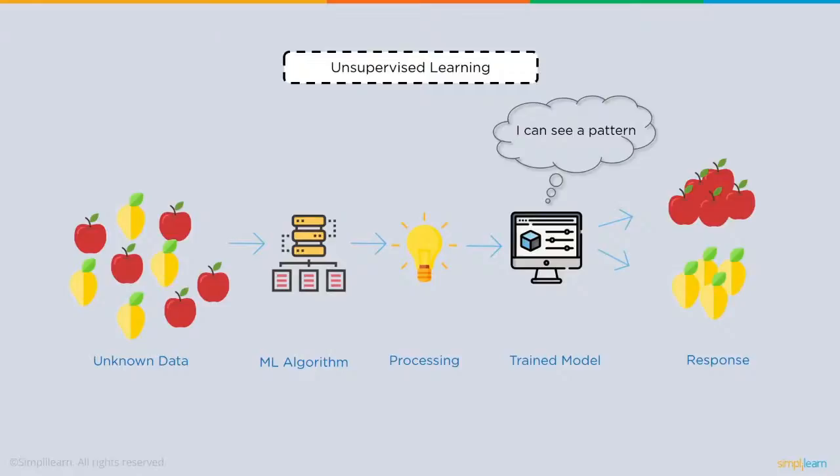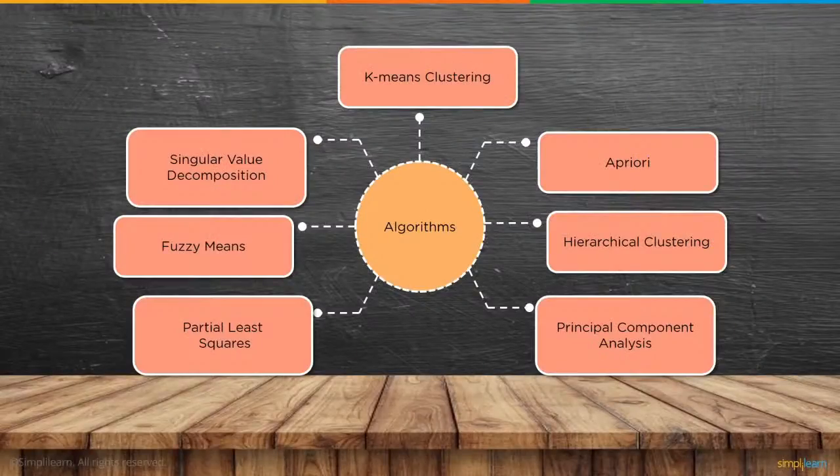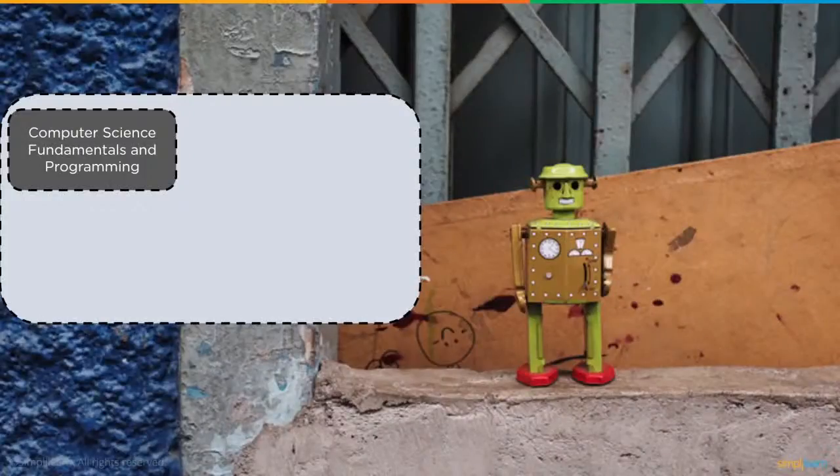You can see some of these things look just like the other, and it tries to put them all together so that you get similar things in similar groups. And again, we have a nice list of algorithms here, and this is not the only algorithms used for this. So don't limit yourself to just these. These are just some of the primary ones used today. And of course, we have the k-means clustering, singular value decomposition, fuzzy means, partial least squares, a priori, hierarchical clustering, principal component analysis.